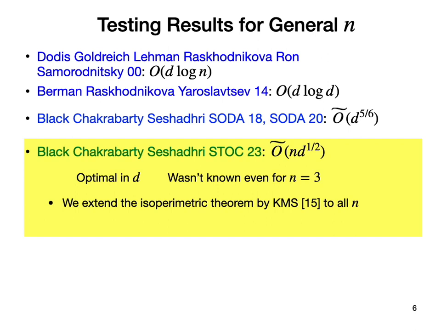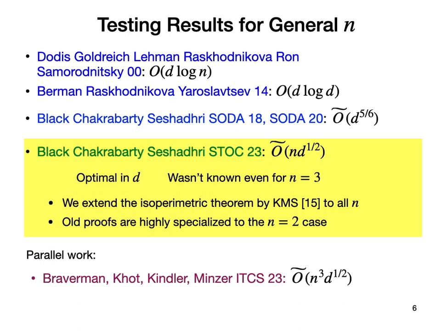And to do so, we extend an isoperimetric theorem, which was proven by Khot, Minzer, and Safra, to all values of n. And the old proofs are highly specialized to the case of n equals 2, so we require a lot of new ideas even to go to n equals 3. And I'll mention a recent parallel work, which was done by Braverman, Khot, Kindler, and Minzer, and it was published in ITCS this year, which achieved a very similar result, but with completely different techniques. But there's an interesting similarity, which I'll point out later on.